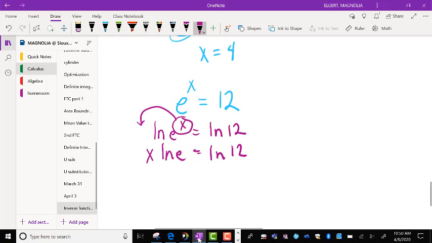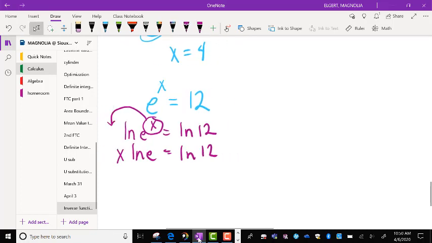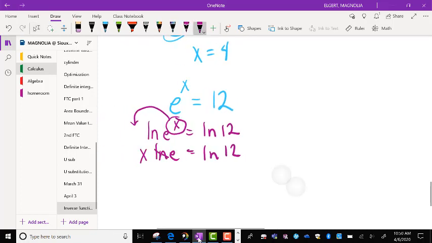Because these two are inverses, up there I said they cancel. Technically they become 1. When I say cancel, I mean 1. So natural log of e is 1. If you don't believe me, put it in your calculator. So x equals the natural log of 12. I don't know what that number is because I don't have a calculator like normal. This is an acceptable answer because that's the most simplified answer.